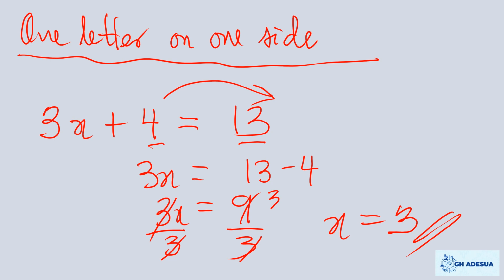Let's try another one. Okay, so let's take another example under this kind. This time around, I'll try and add a fraction to it. But like I said, the letter is on just one side. So let's have 1 over 4 m plus 5 is equal to 17.